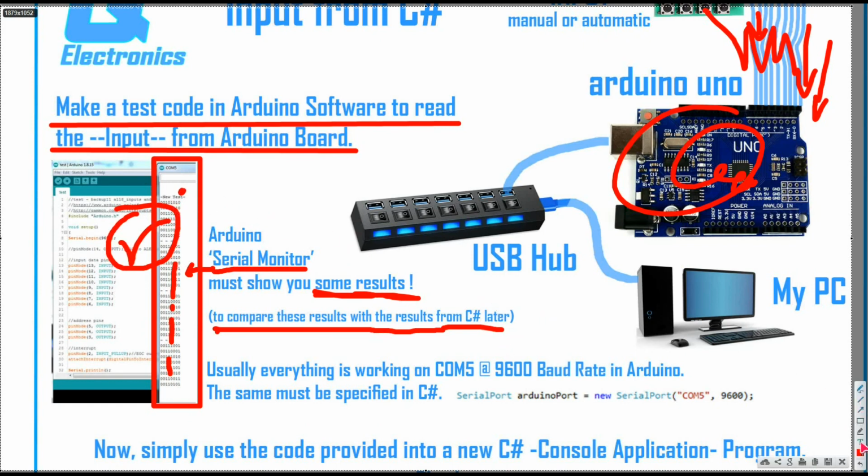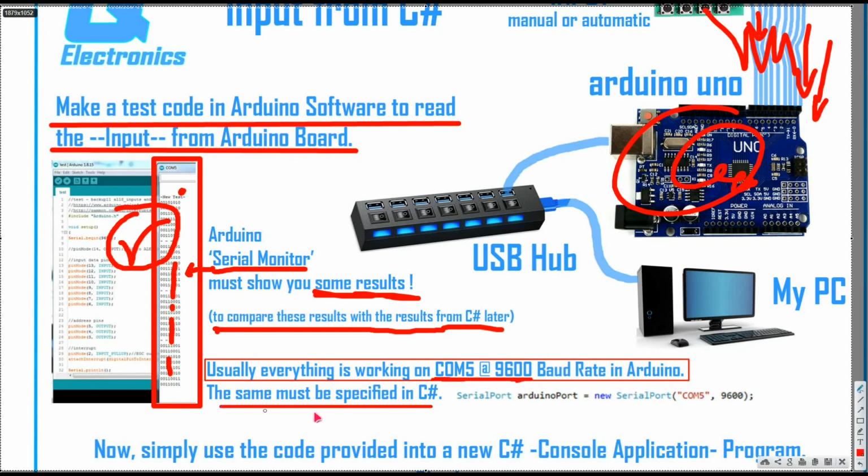That's the entire idea. Usually everything is working on COM5 at 9600 baud rate in Arduino. This is after a lot of discussions with some people from Arduino forums, this is the conclusion that we get. That is very easy to work with, pretty much. COM5 at 9600 baud rate. The same must be specified in C# as well. When you make the code, you see this part here, COM5. So it's the same thing. It must be in the same line, in the same sort.